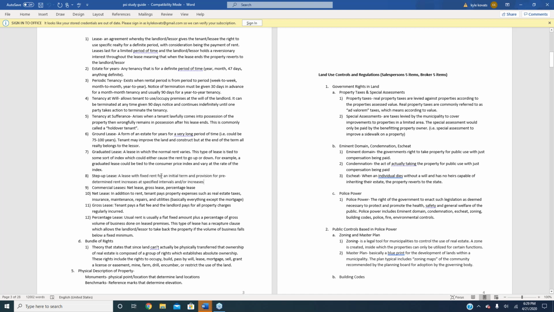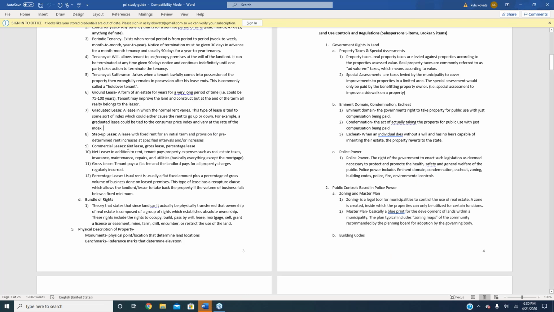The difference between the step-up is the step-up calls for predetermined rent increases and increases only. Graduated could hypothetically go down if the consumer price index goes down, something like that, right? The step-up lease basically says your rent's going to go up by, I don't know, let's say 5% every single year, as an example. So the difference between the two is step-up calls for predetermined rent increases only. The graduated, rent is tied to an index, which could cause rent to go up or down.